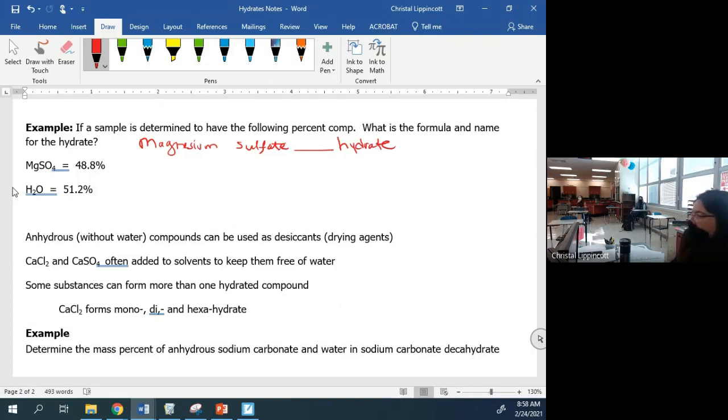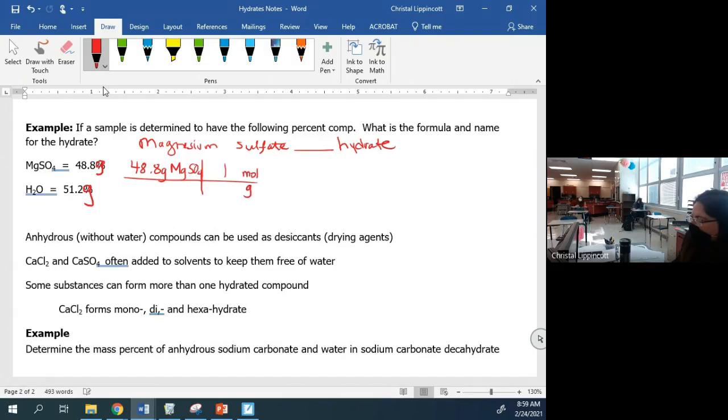Okay. So this is done the same way pretty much that we did our empirical formulas yesterday. So when we do this, if we're given percentages, we're going to assume that we have a 100-gram sample and turn these percents into grams. Okay, so that's step 1 and 2. Then we're going to figure out how many moles of this material we have. So we've got 48.8 grams of magnesium sulfate. I'm going to turn that into moles. So I've got to put grams into moles.